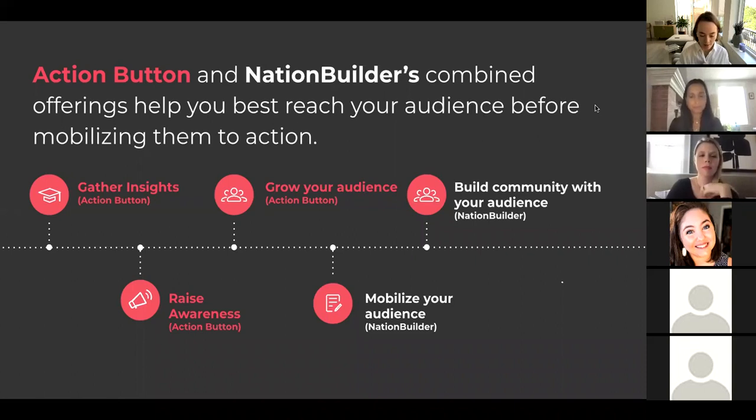But just at a high level, talking about ActionButton and NationBuilder together, I think when combined, both of these tools are really well designed to help you best reach your audience before further mobilizing them to action. On the left-hand side here, ActionButton is really a tool that's designed to help expand the reach of your organization and brand, help you interact with new supporters that you might not have previously bumped up against, helping you to gather insights about how people feel or what people know about an issue, helping to do that education piece and raising awareness, as well as helping you to grow that audience and interact with new folks.